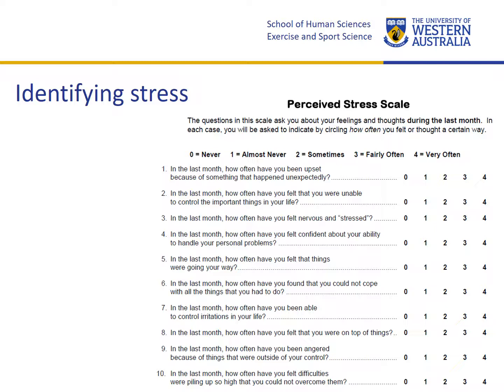So over the last month, I want you to consider, for example, how often have you been upset because of something that happened unexpectedly? And you either circle 0, 1, 2, 3, or 4, with 4 being very often, 3 being fairly often, 2 being sometimes, 1 being almost never, and 0 being never. So perhaps if you answer that question, we'll go through each in turn, and I want you to record your responses. Question number 2, in the last month, how often have you felt that you were unable to control the important things in your life?